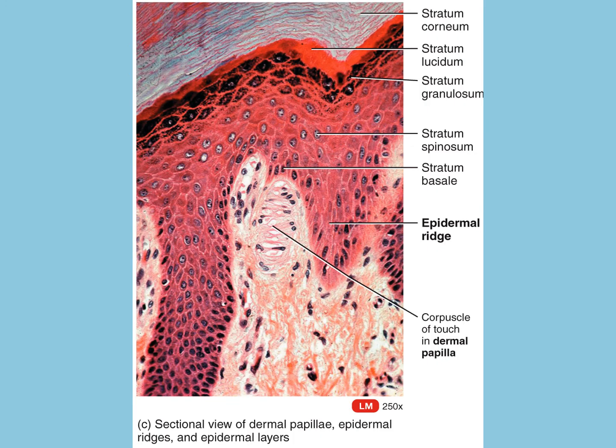This is a picture of a section of skin under a microscope. You can see both the dermis and epidermis. Take a moment to identify each layer of the epidermis. Compare the layers of real epidermis to those depicted by an artist from the previous slide.